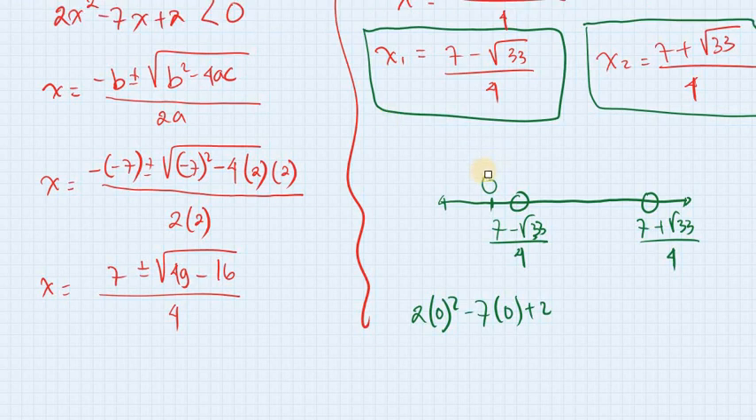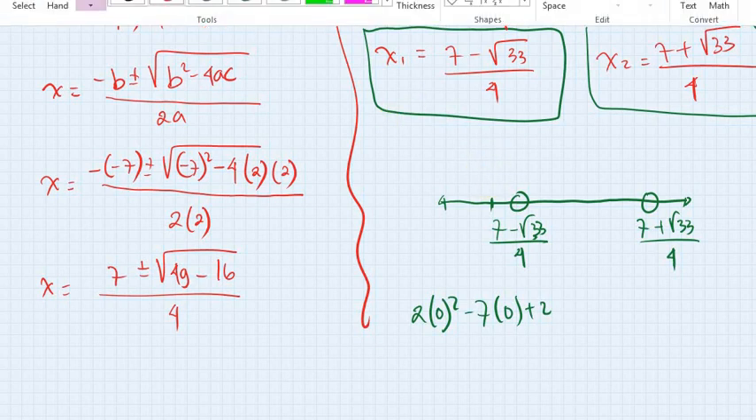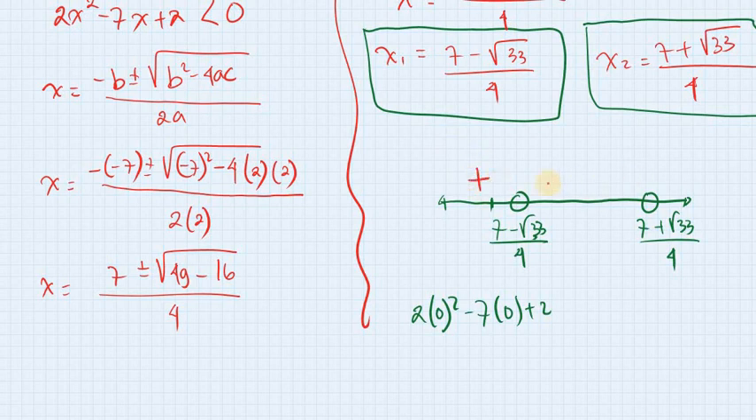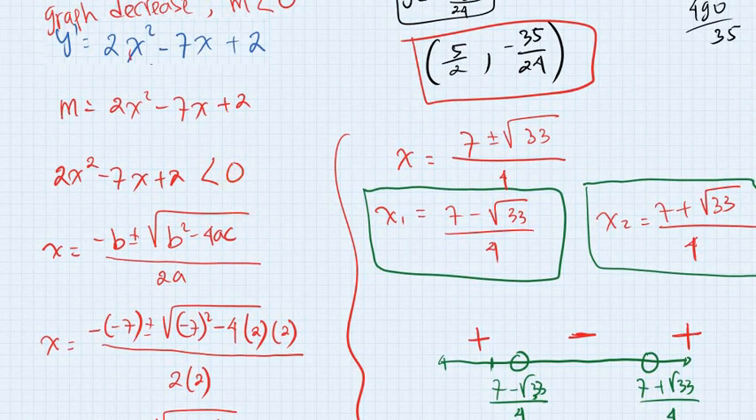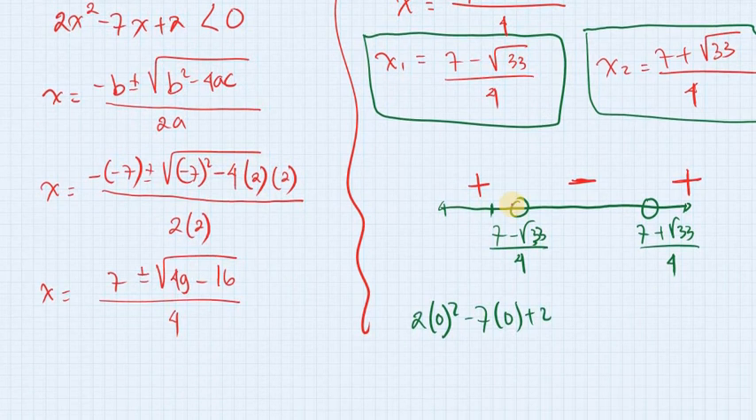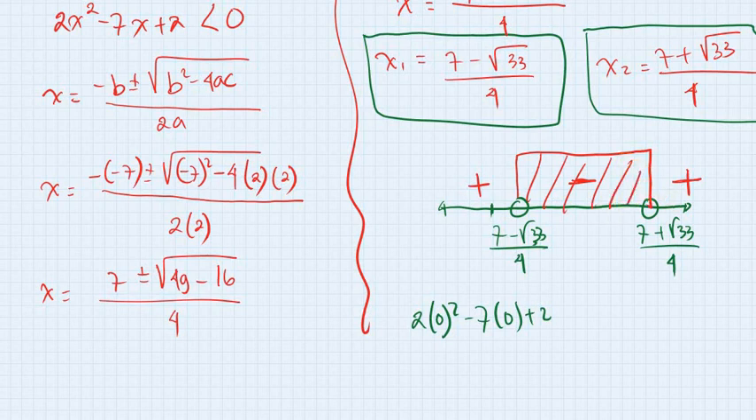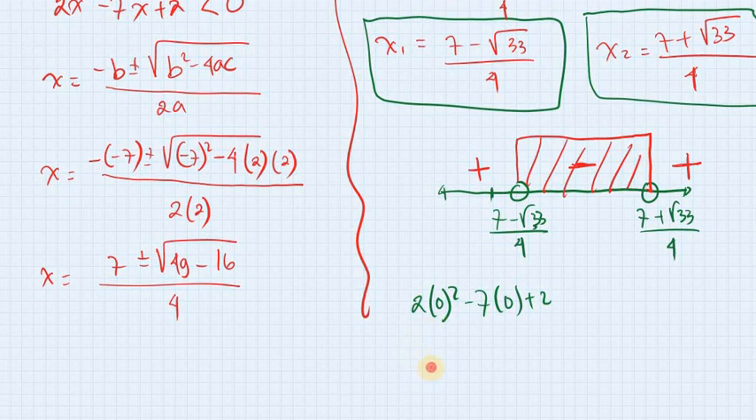Let me erase this one. So draw, this one is positive. It means this is always negative and then this is positive, because our graph is a quadratic. It should be positive, negative, positive. Now the one that we look for is the one that is less than 0, which is negative. So the answer range will be this one. This is our answer.